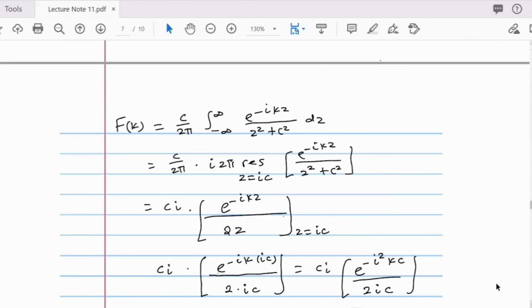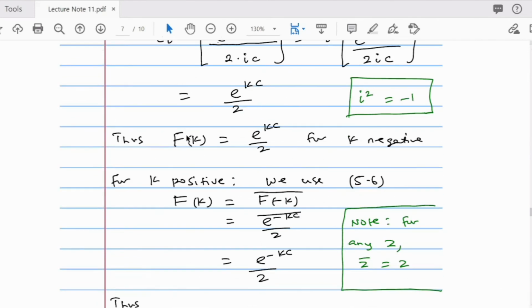This is our f of k for k that is negative. So f of k by definition will be equal to, if you replace your k with minus k, the conjugate of f of minus k. Are you following? This one is the conjugate of f of minus k. So what is the conjugate of e to the power minus kc over 2? You replace your k with minus k, so it becomes e to the power minus kc over 2. So this is f of minus k.